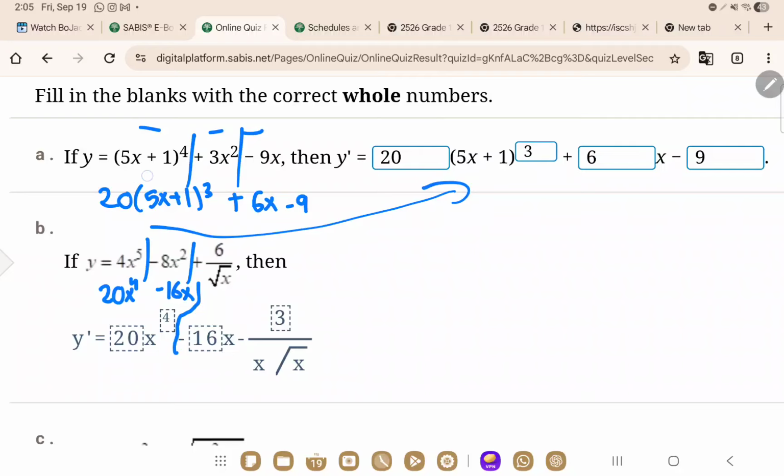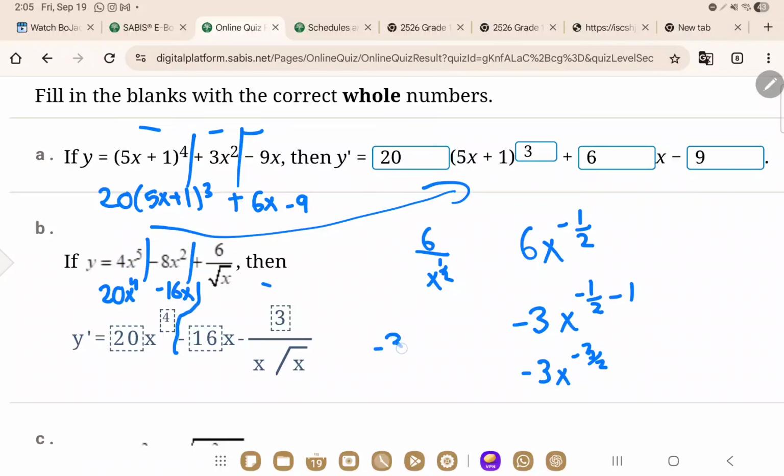Now for the last one, we need to derive 6 over this radical x. Now what you do is first you convert it to a half power and then you bring it up. So this is 6 times radical x to the power -1/2. Now you multiply -1/2 by 6, it becomes -3, x to the power of negative half minus 1, which is -3x to the power -3/2.